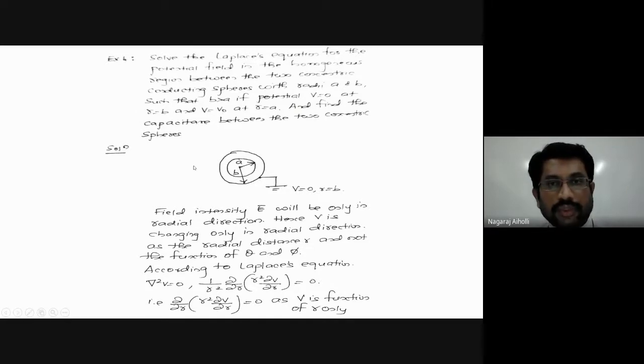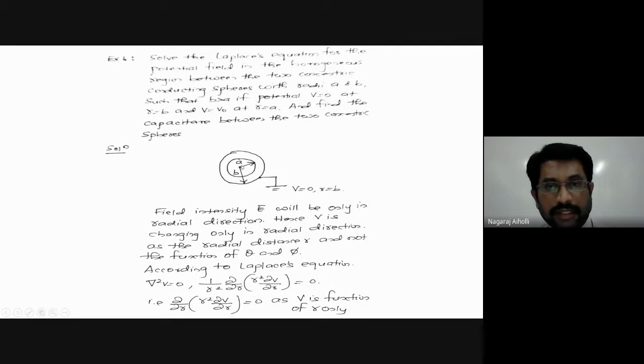They have asked to solve the Laplace's equation for the potential field in the homogeneous region between the two concentric spheres. The meaning of concentric sphere is they are having the same center. Two spheres having the same center are called concentric spheres. They are having the radii a and b, and b is greater than a.